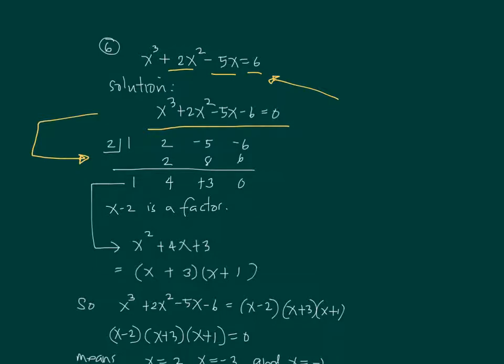Okay, so in synthetic division, if you recall, we need to get the coefficients of this expression. So we have 1, and then 2, minus 5 or negative 5, and negative 6. Okay, and then there are many options, and we can get these possible numbers from 6. So we get the factors of 6.